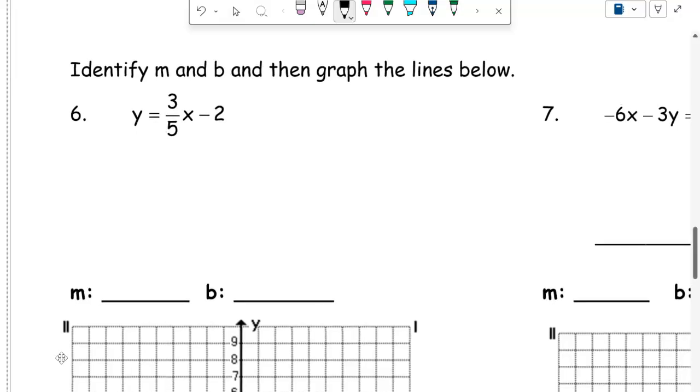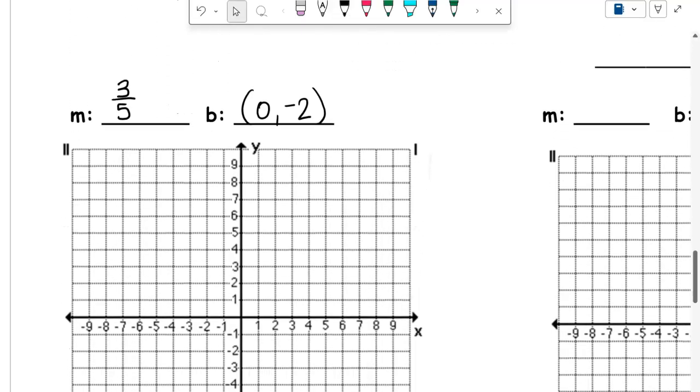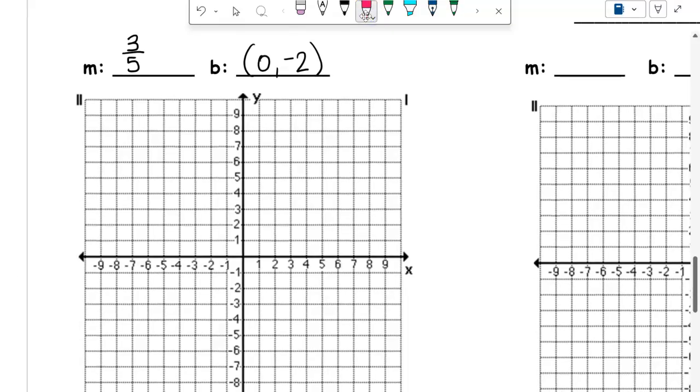Here, again, y equals mx plus b. This right here is always your slope, and the number that stands alone is always your starting point. So our slope in this problem is 3/5. Our starting point is 0, -2. Again, for the starting point, we have to include the 0. So we start on the y-axis at 0, -2.